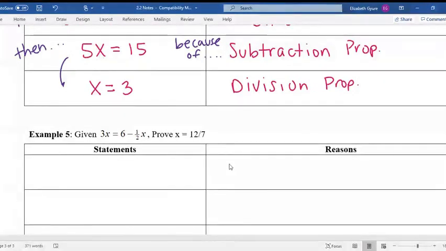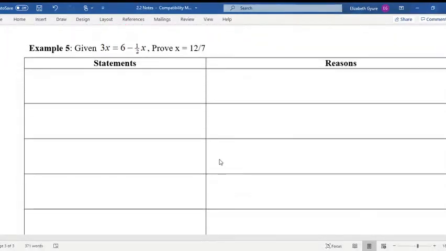So one more. We are given that 3x equals 6 minus 1/2 x. Prove that x equals 12 over 7. So I'm going to start with my given. My first statement is always going to be my given: 3x equals 6 minus 1/2 x. How do I know? Because I was told to solve that equation.